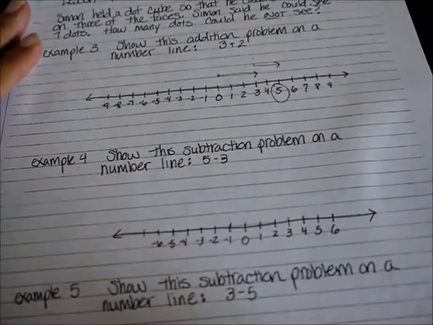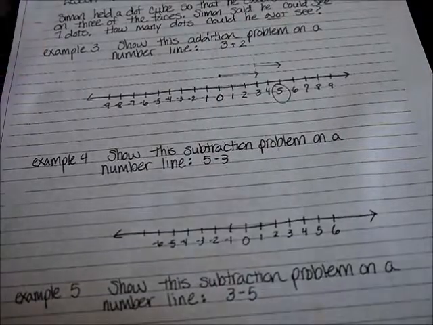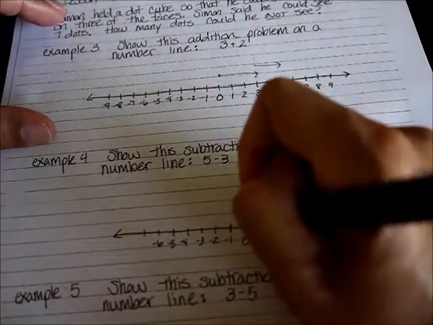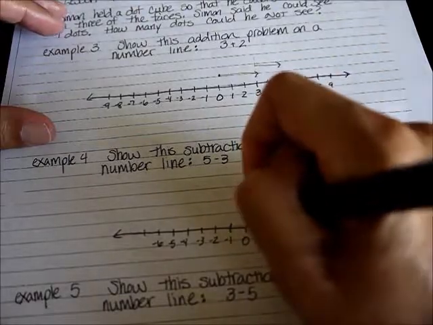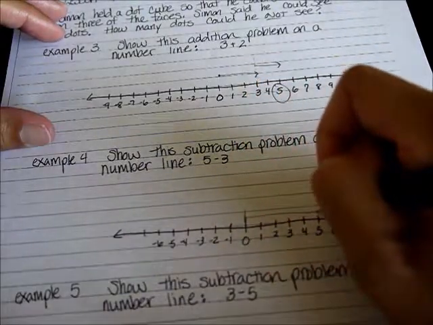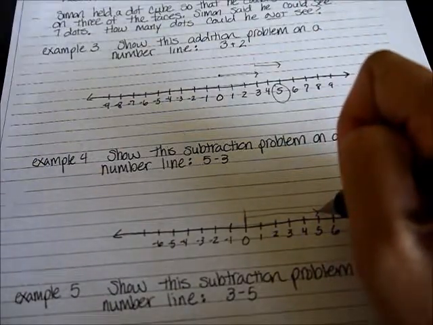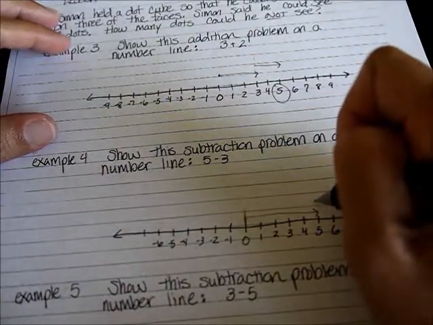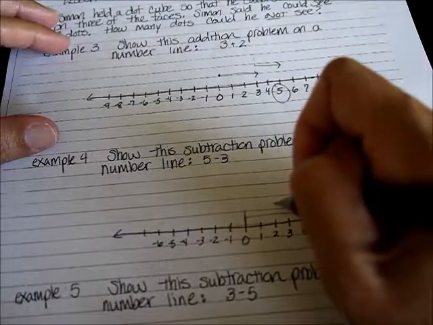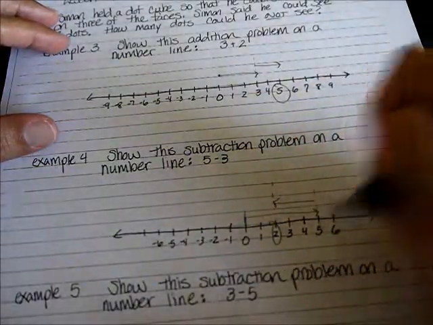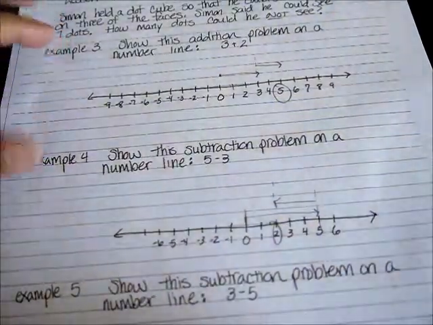Then example 4, show this subtraction problem on a number line. All right, so we're going to start and go from 0 up to 5. That's where we're starting. Okay, but now it's -3, so that means we go left instead of right. So we go down 1, 2, 3, we end here at 2. Okay, that's how we show that.